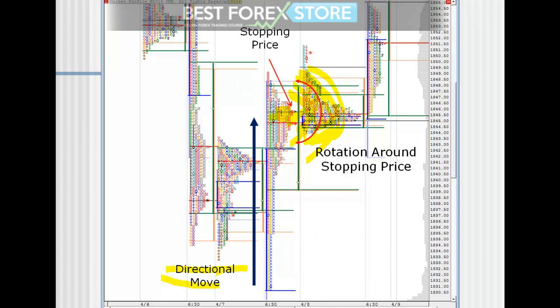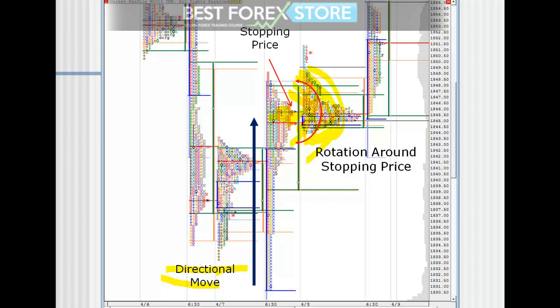Now, once you understand the steps of the auction, you should be able to identify by looking at the profile where it is in the process. Is it still in a directional move? Or have we arrived at the stopping price? Are we in a rotational move, or are we going to begin a directional move?